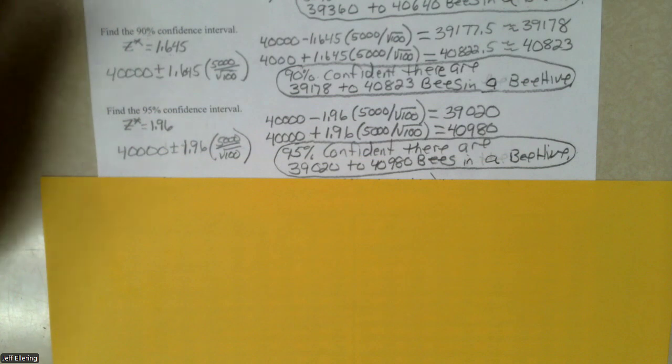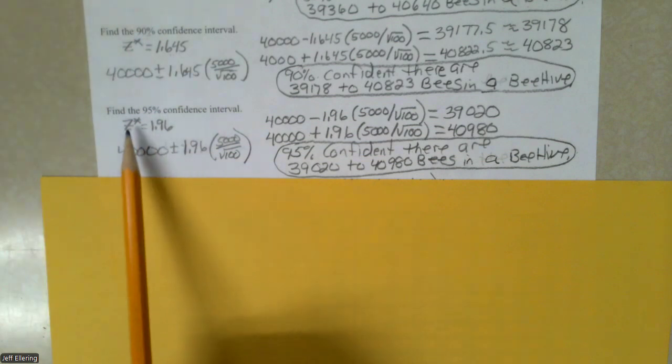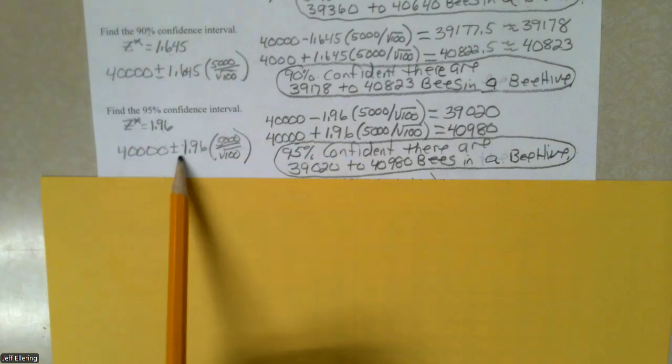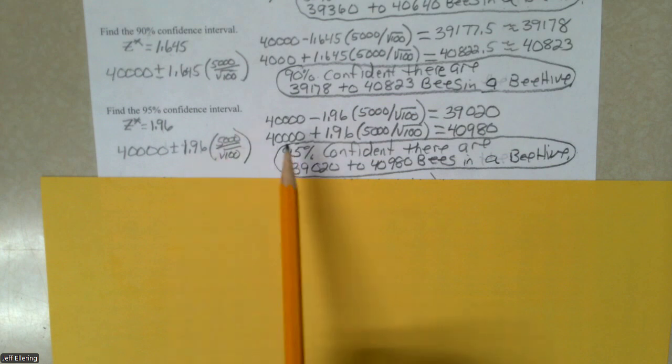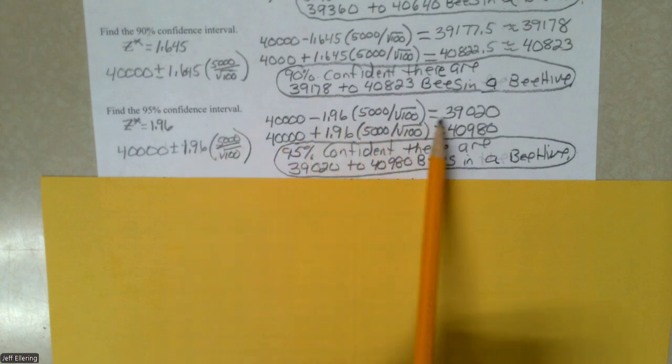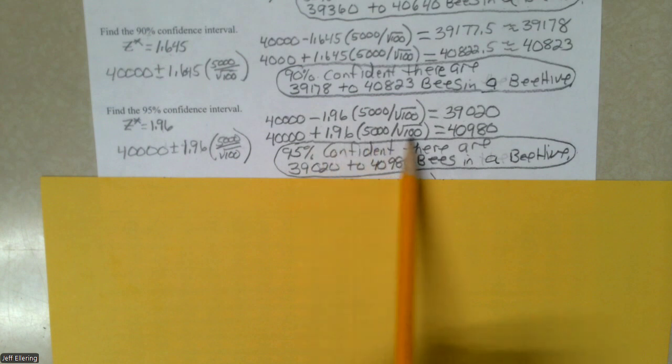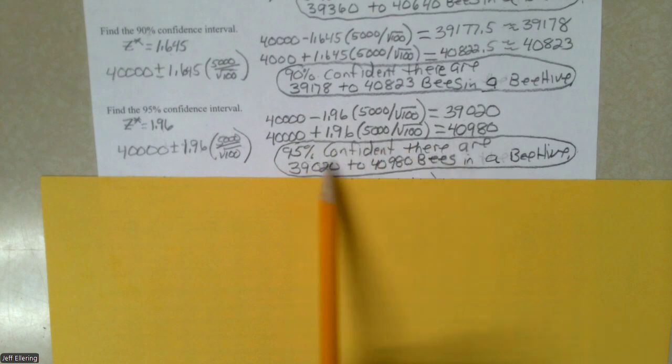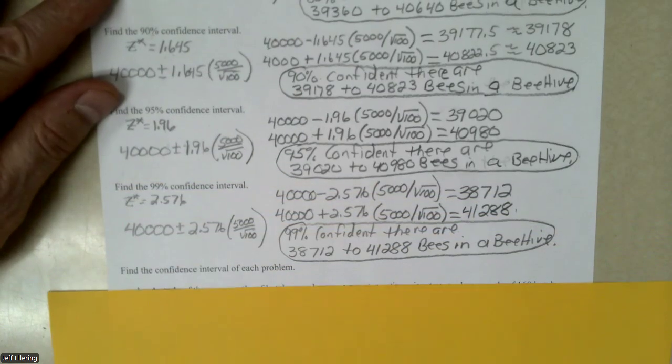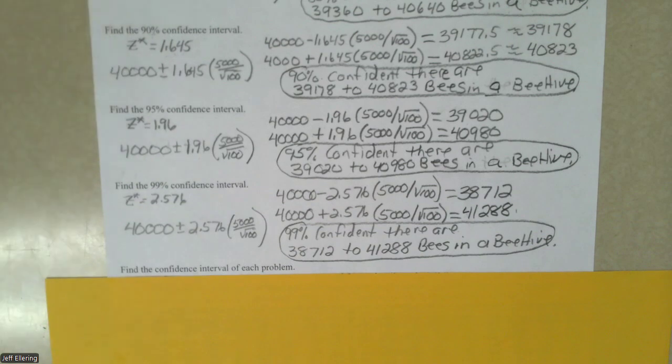Next one is the 95%. Again, just switch your z star; all of the other numbers are the same. Plug it in. And here's our conclusion. Same thing with the last one. I'll leave this up for about a minute, and if you need more time, go ahead and pause it.